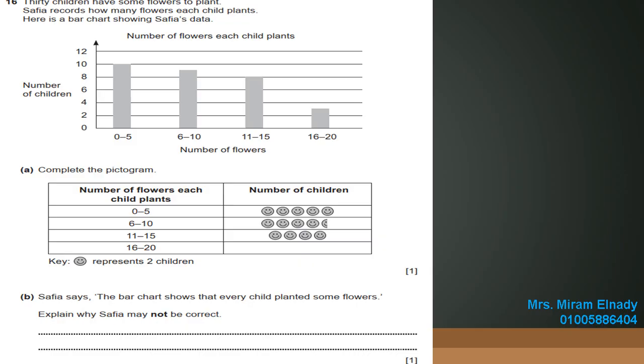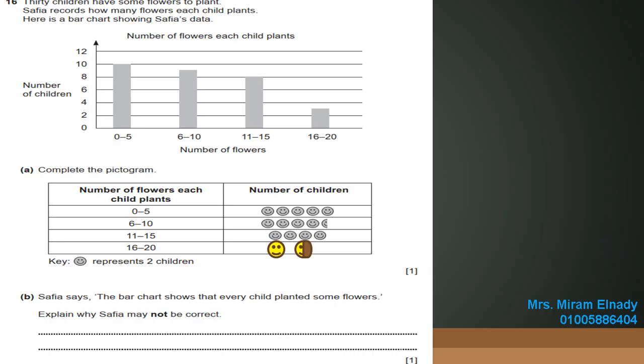So this is a pictogram. Each happy face represents 2 children. So as you can see, from 0 to 5, it's 10. So they have drawn here 5 happy faces. What about from 16 to 20? It's 3 children. So we'll draw 1 face and a half.